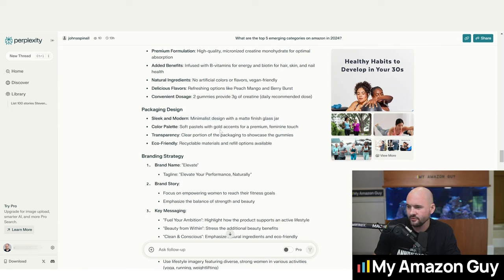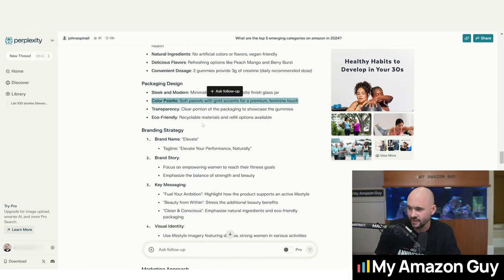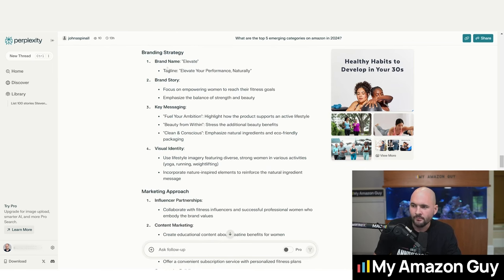Soft pastels with gold accents for a premium feminine touch. Now you got your color palette already suggested, pre-selected. Transparency, clear portion on the packaging to showcase the gummies. I don't know why they're pushing eco-friendly so much. Nobody cares about that. Brand strategy, name, Elevate. Tagline, elevate your performance naturally.